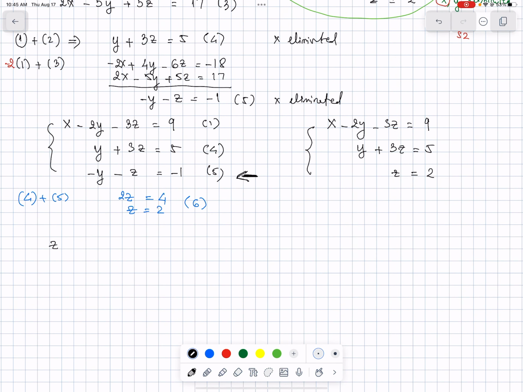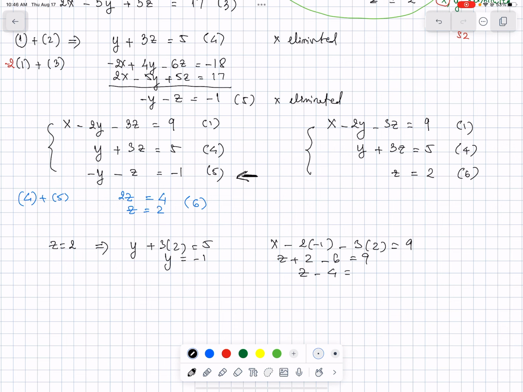So z is 2. Then to solve for y, you plug into number 4. You get y plus 3 times 2 equals 5, so y is negative 1. And then you plug into the first one: x minus 2 times negative 1 minus 3 times 2 equals 9. So x plus 2 minus 6 equals 9.